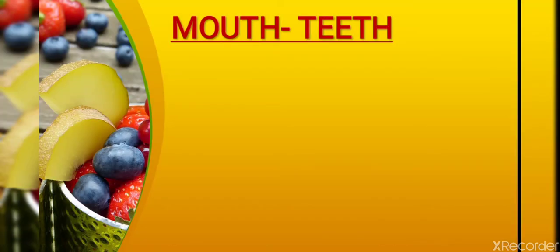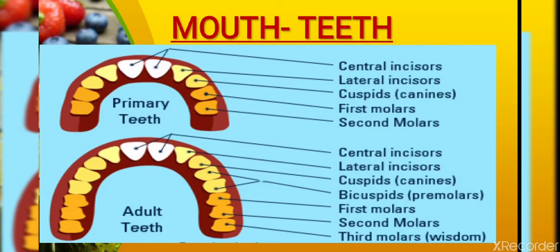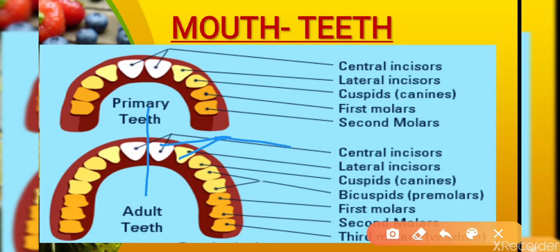Let us see these teeth one by one. In human beings, the types of teeth are incisors, canines, premolars and molars. For better understanding of teeth, first divide your upper jaw with the help of your tongue into two halves. So the teeth which are in the front or in the middle of your mouth and the teeth beside it are the incisors.